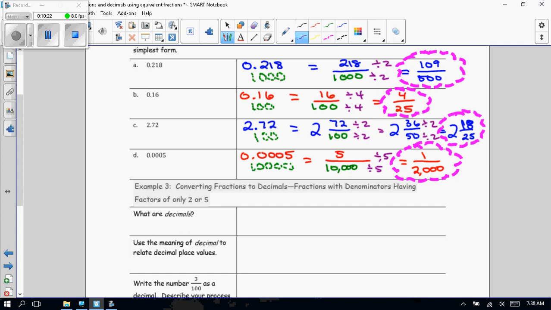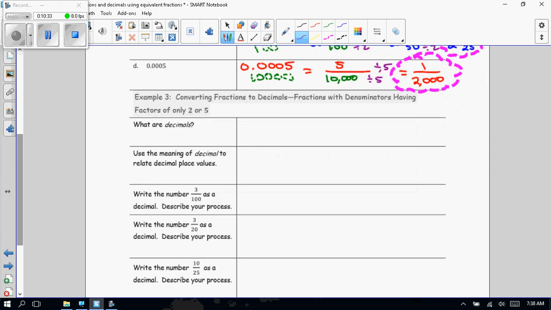Example 3. What are decimals? Decimals are those points between whole number points, right? And deci literally means 10. That prefix deci literally means 10. So we're talking about powers of 10. Okay, so now we're going to work the opposite direction. But this time we're going to look at it slightly differently.